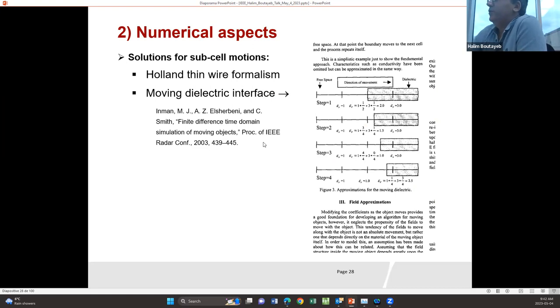So is there another solution to model a moving object at lower speed without moving from one cell to the other cell? The other solution would be to use the Holland thin wire formulas. We can have a wire that is inside a cell, and it can be at any position in the cell. This can be a solution to model something moving at pretty low speed. Or we can use the idea proposed in a paper about moving dielectric interfaces. Basically, they change the value of epsilon where we have the interface in order to model the effect of the position of the interface.